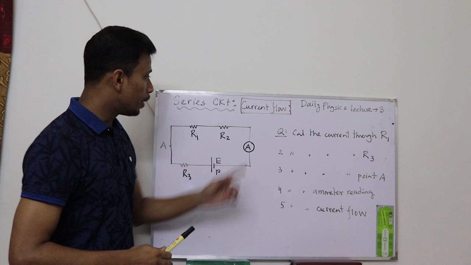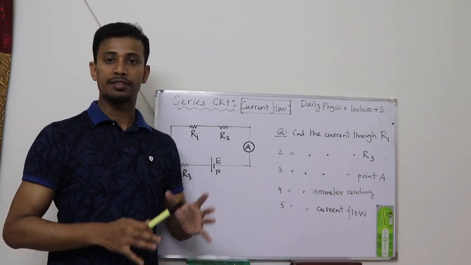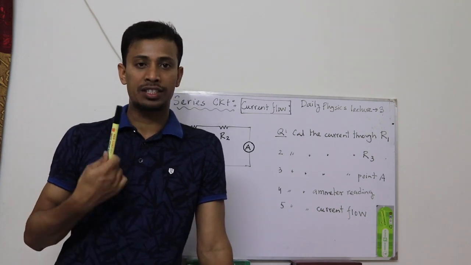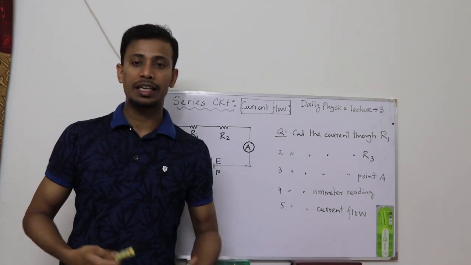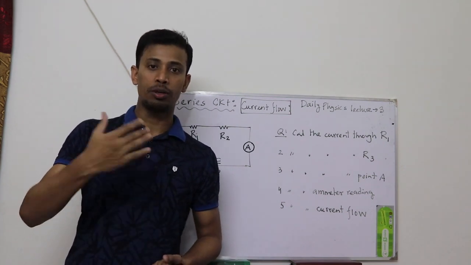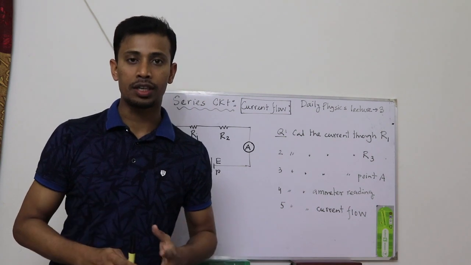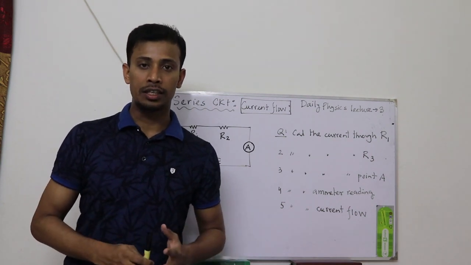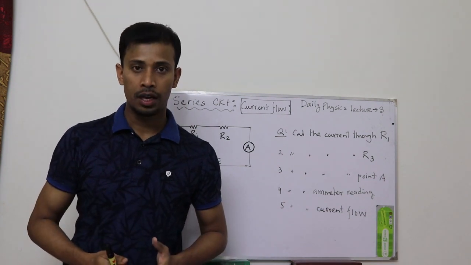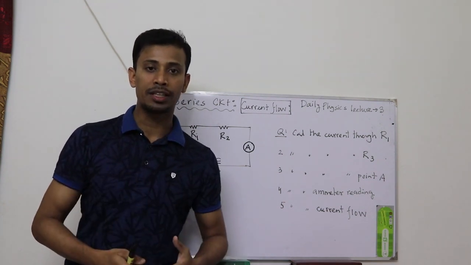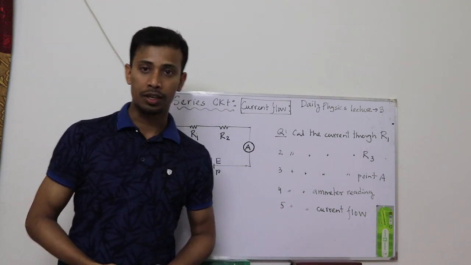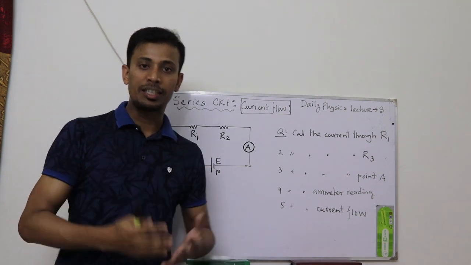At first we will calculate the current flow through a series circuit. If you remember your secondary level studies, then you will understand which thing actually remains constant. Please try to remember which thing remains constant in a series circuit. Is it current flow or is it voltage? If you try to remember, then you will understand that in a series circuit the current flow remains constant. Why? Let me explain.